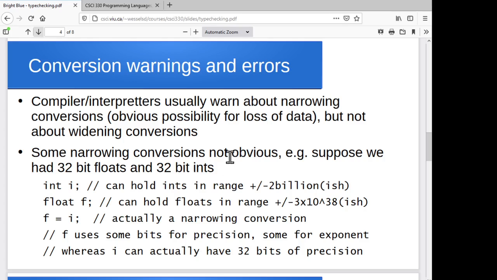So compilers will usually give you warnings about narrowing conversions because you've got the possibility of lost data, but typically they don't give you warnings about widening conversions.